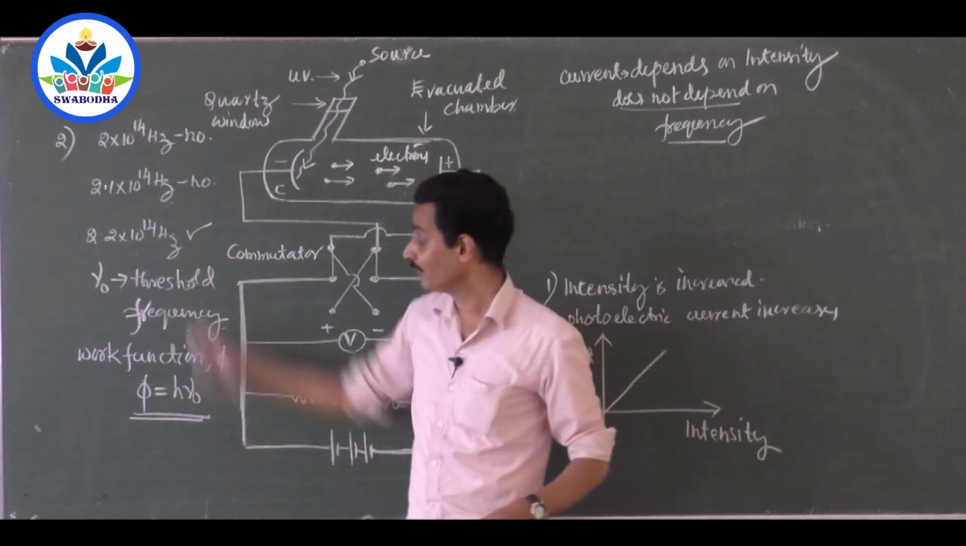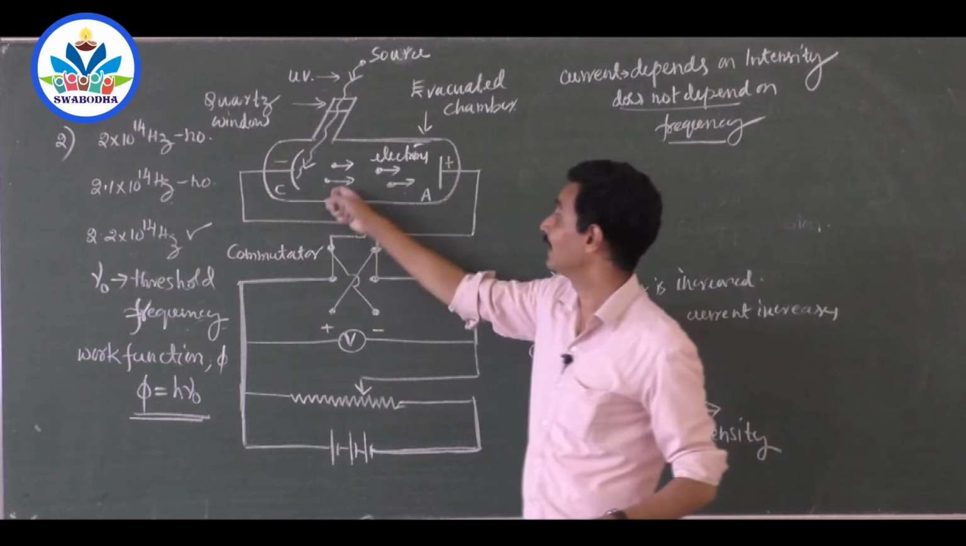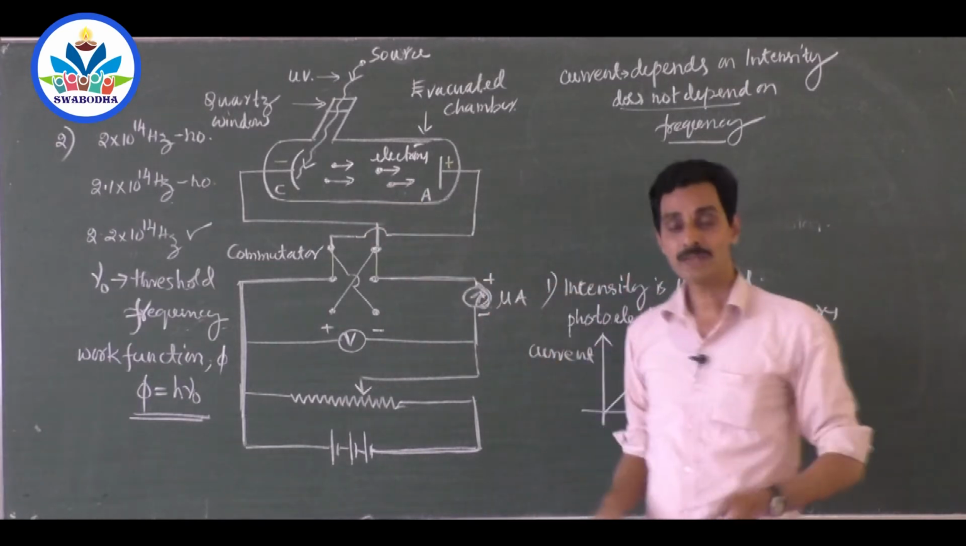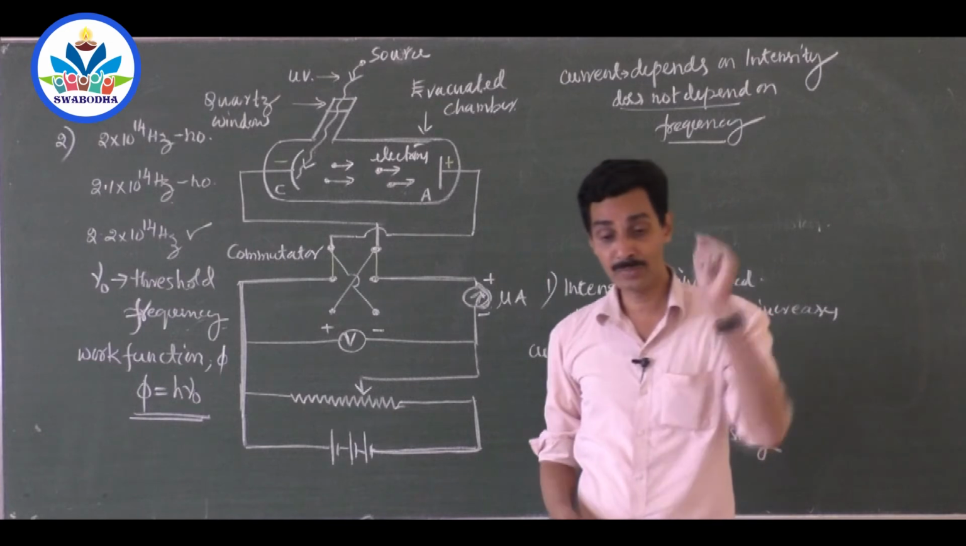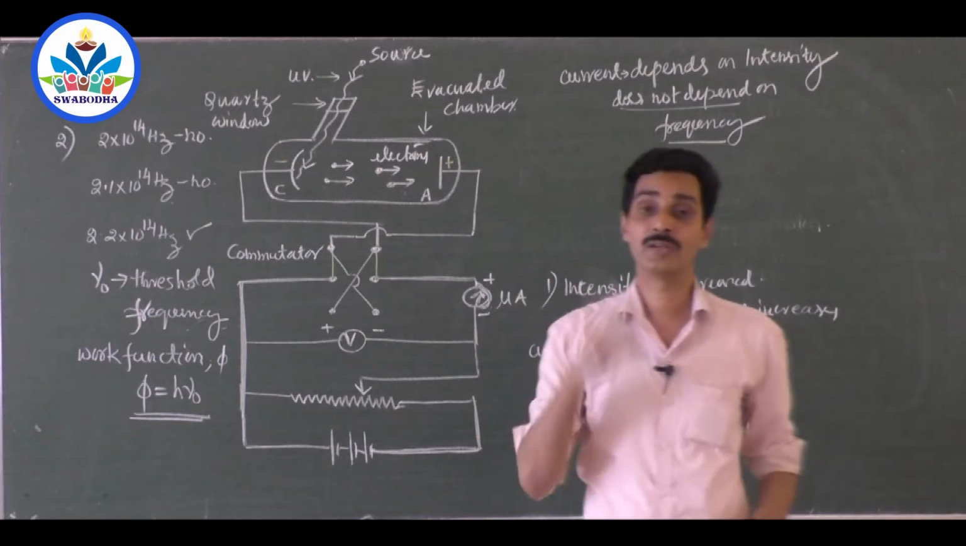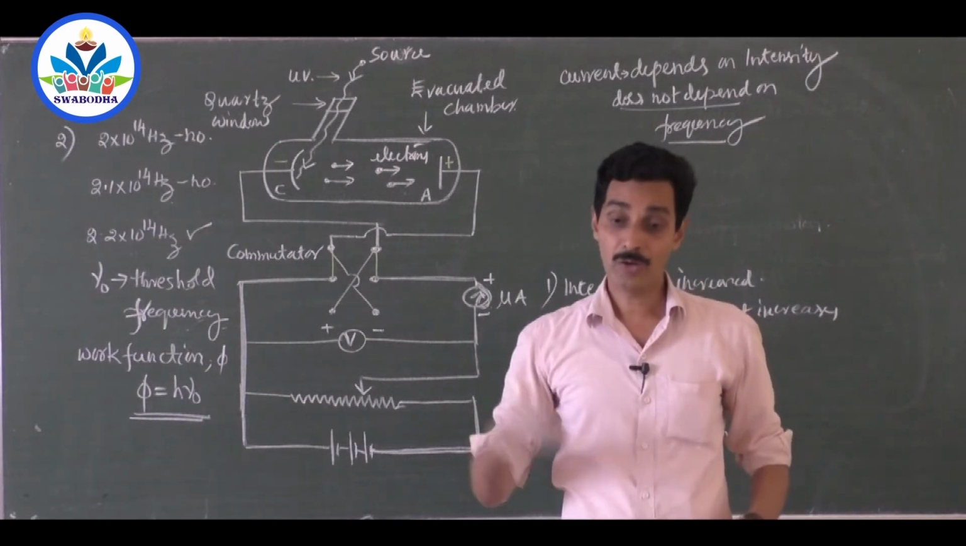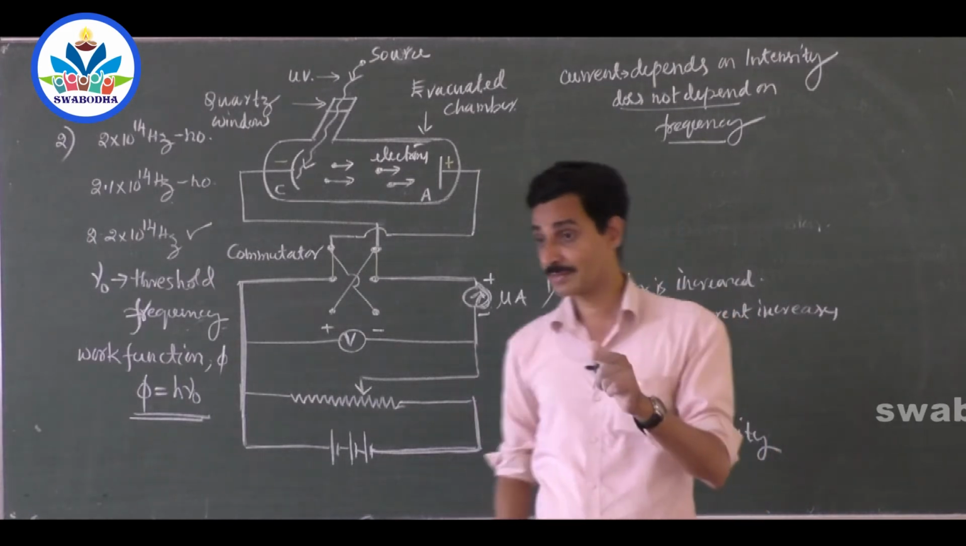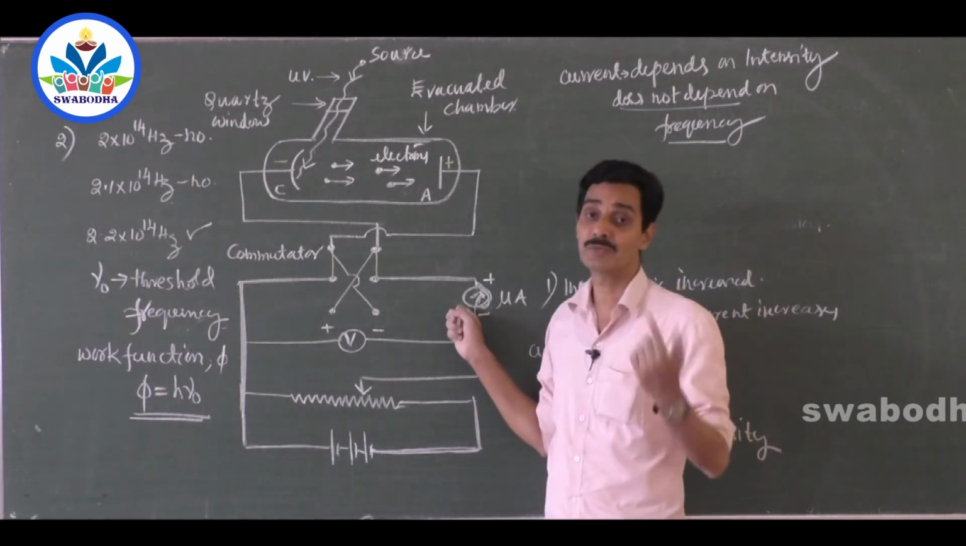So increasing the incident frequency will increase the kinetic energy of electrons, not the current. Sir, why doesn't the current increase? What do you mean by current? Current is the rate of flow of charges. How many charges flow per second? That is current. If current has to increase, you should increase the number of photons.